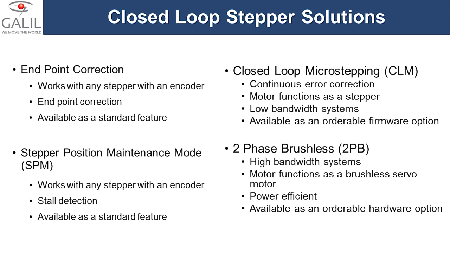Closed-loop microstepping provides continuous error correction while operating the motor as a stepper. It's ideal for systems that have low bandwidth requirements and for systems with a load-side encoder. This method is available on Galil controllers as an orderable firmware option. Two-phase brushless is ideal for systems that require high bandwidth. It is a power-efficient mode where the motor operates as a brushless servo. Two-phase brushless is available as an orderable hardware option.